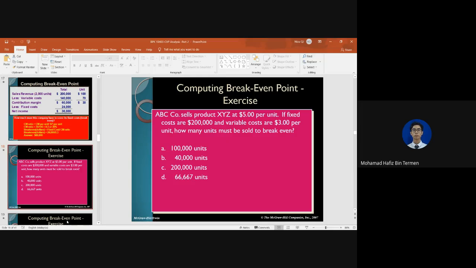Which is the answer? I want to calculate first. Okay, try to answer. So the 200,000 is the sales revenue, right? No, that's the fixed cost. Oh, fixed cost.